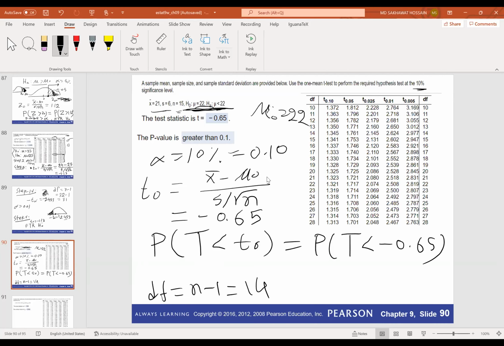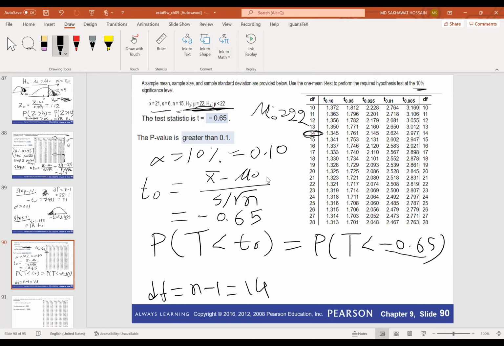So where is 14? So this is 14. The test statistic is negative 0.65. We do not have negative 0.65 here, right? But you can also look at the positive value. You will get the same probability, since the t distribution is also symmetric. 0.65 is also not here.